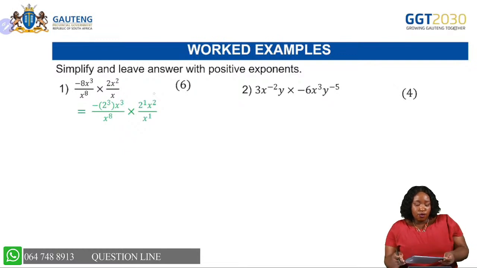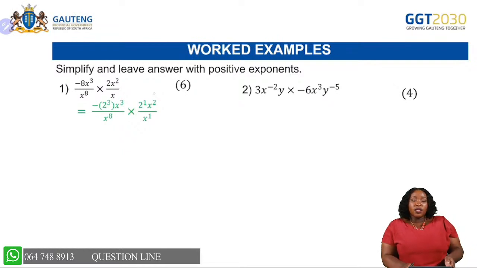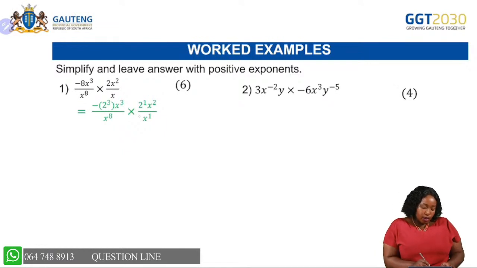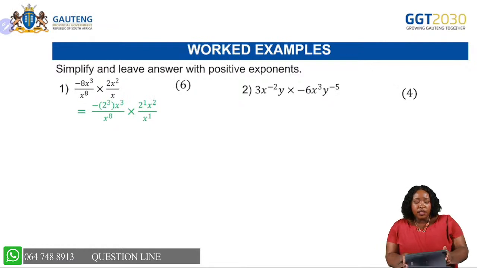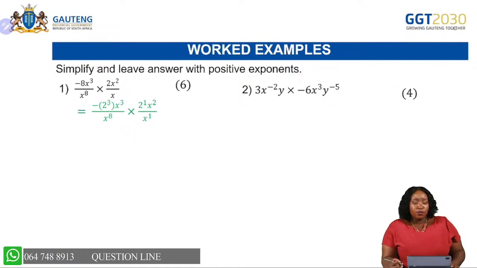So from here, if you notice, you still remember your rules. You must multiply your tops by your tops and your bottoms by your bottoms, right? So numerators by numerators and denominators by denominators. So that means you can just simply extend the line of division all the way across. And then what do you have now? You now have -2 cubed times x cubed times 2 to the power of 1 times x squared in your numerator. At the bottom, you have x to the power of 8 times x to the power of 1. Now, this is your new fraction, right?